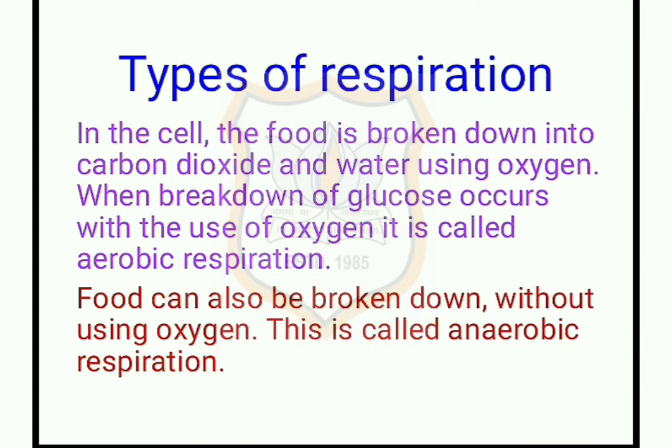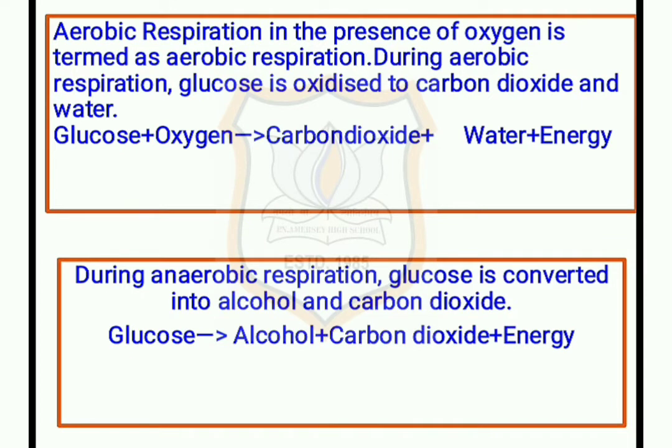There are two types of respiration: aerobic respiration and anaerobic respiration. In the cell, the food is broken down into carbon dioxide and water using oxygen. When breakdown of glucose occurs with the use of oxygen, it is called aerobic respiration. And food can also be broken down without using oxygen. This is called anaerobic respiration. So we can say that respiration in the presence of oxygen is termed as aerobic respiration.